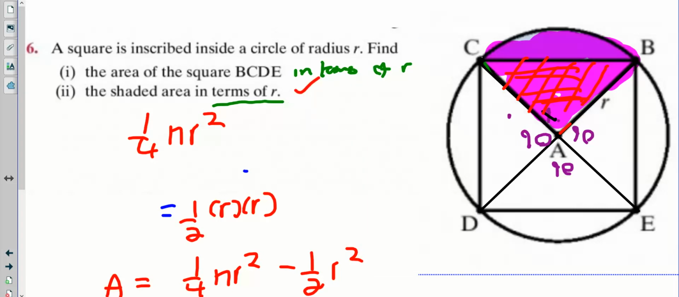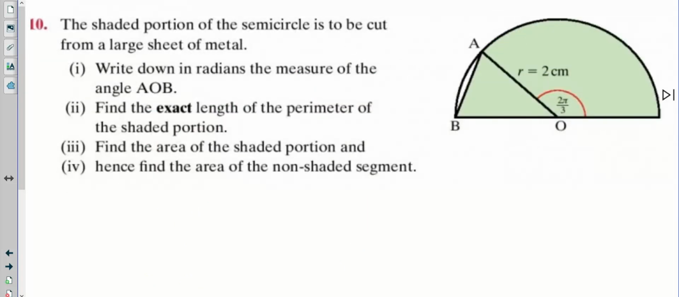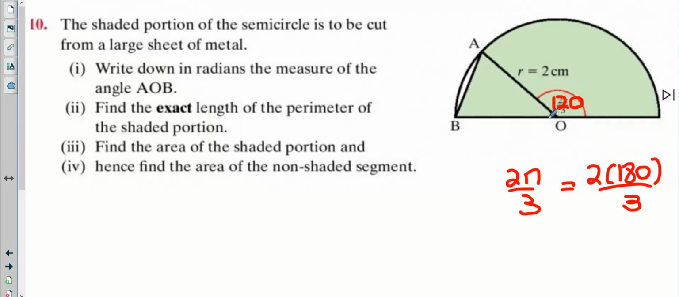That's it. In terms of r, I think the first problem is that 2 pi over 3. That's radians. Why don't we just change it back into degrees? So what's pi again? 180. 2 times 180 divided by 3? That is 120 degrees, which in turn will make this one here 60.